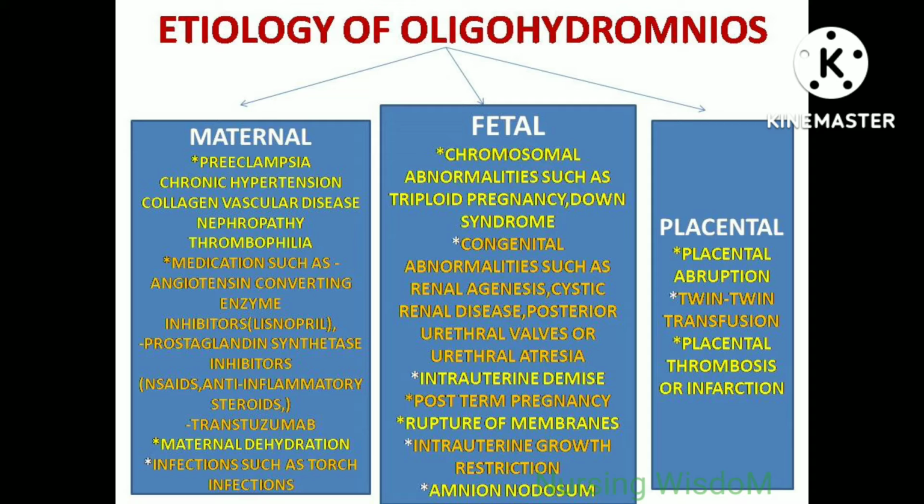Fetal factors include chromosomal abnormalities such as Down syndrome, triploid pregnancy, congenital abnormalities such as renal agenesis, cystic renal disease, posterior urethral valves or urethral atresia, intrauterine demise, post-term pregnancy, rupture of membranes, intrauterine growth restriction, and amnion nodosum. Placental factors include placental abruption, twin transfusion, placental thrombosis, or infection.